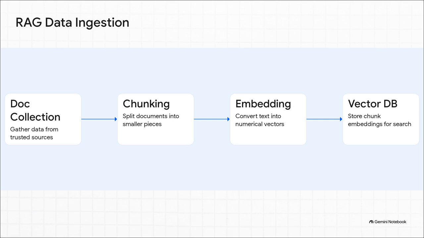Let's trace the data through the ingestion phase, step by step. Step 1, we gather raw data. Think PDFs, internal wikis, or databases. Now, you can't just dump a gigabyte of text into an AI prompt, right? So step 2, we chunk it. We split that massive document into smaller, bite-sized context pieces. Step 3 is the magic trick, embedding, where we convert those text chunks into numerical vectors. And step 4, we store all those shiny new vectors into a specialized vector database for lightning-fast retrieval.